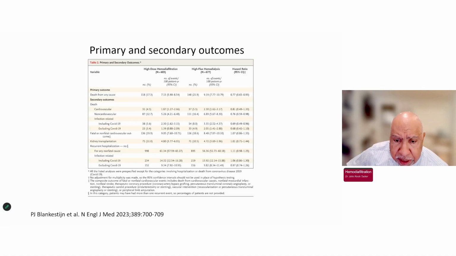If you look at the primary and secondary outcomes, death from any cause, the hazard ratio was 0.77, showing a benefit of about 23% for those who were randomized to high-dose hemodiafiltration compared to those who were randomized to high-flux hemodialysis.